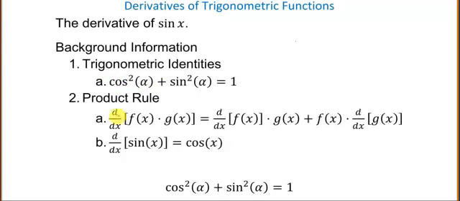Recall the product rule, that if I want to take the derivative of the product of two functions, I make two copies of the function. In the first copy, take the derivative of the first function. In the second copy, take the derivative of the second function. And let's assume that we know the derivative of sine is cosine, but that we do not know the derivative of cosine.